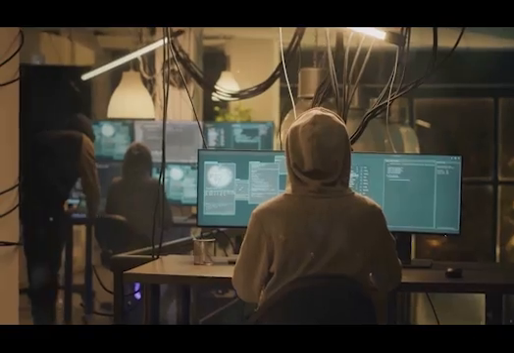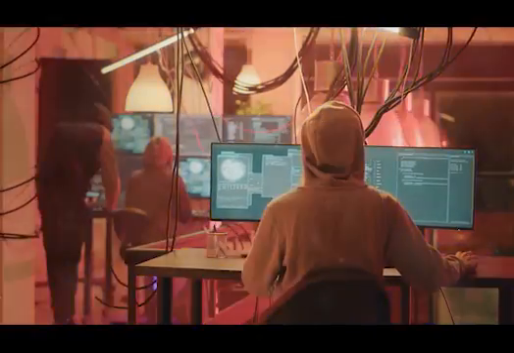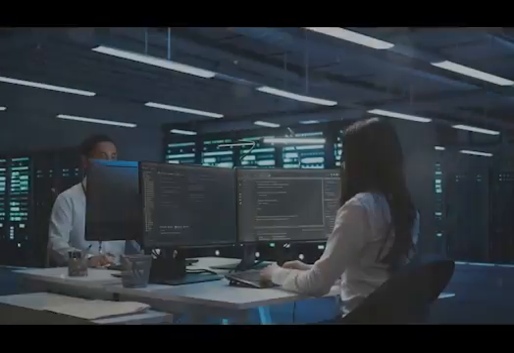Knowing that the companies and services you rely on are actively managing vulnerabilities should give you peace of mind. It means they're taking steps to protect your data and ensure a secure user experience.